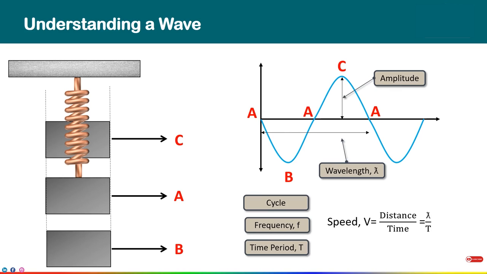As we know, speed is equal to distance upon time. Here, the distance traveled by the wave is its wavelength and the time taken by it to complete one cycle is its time period. So, speed of the wave is equal to lambda upon time period. Velocity depends on the density of the material, and in the same material, it is independent of the frequency of the waves and the material dimensions.